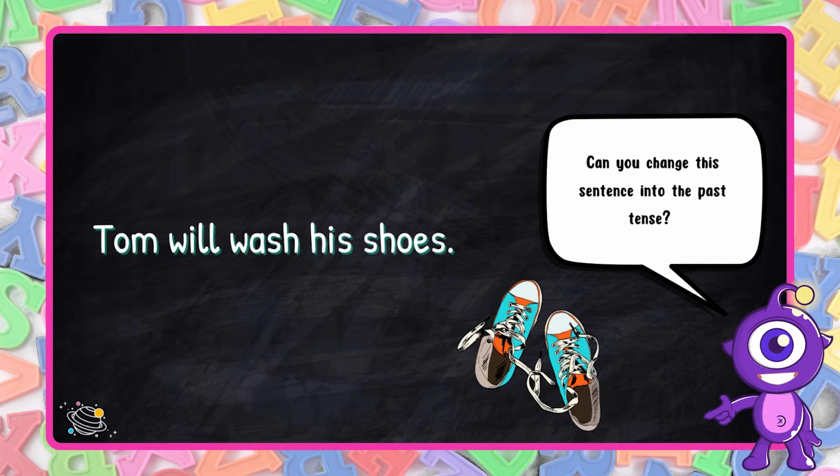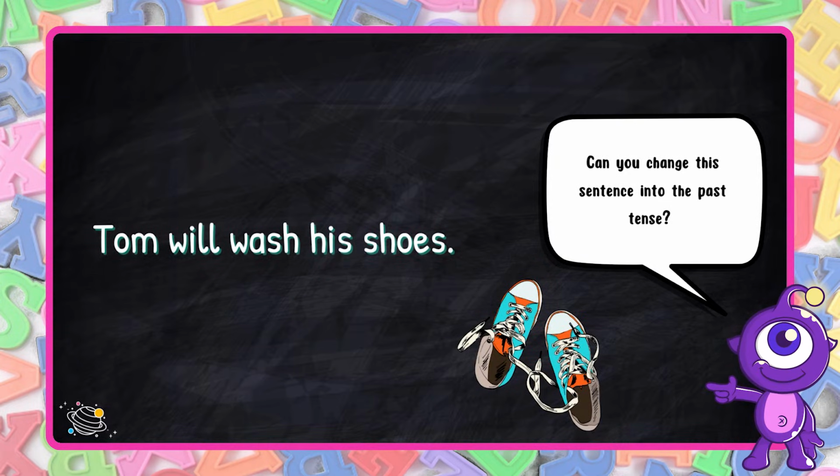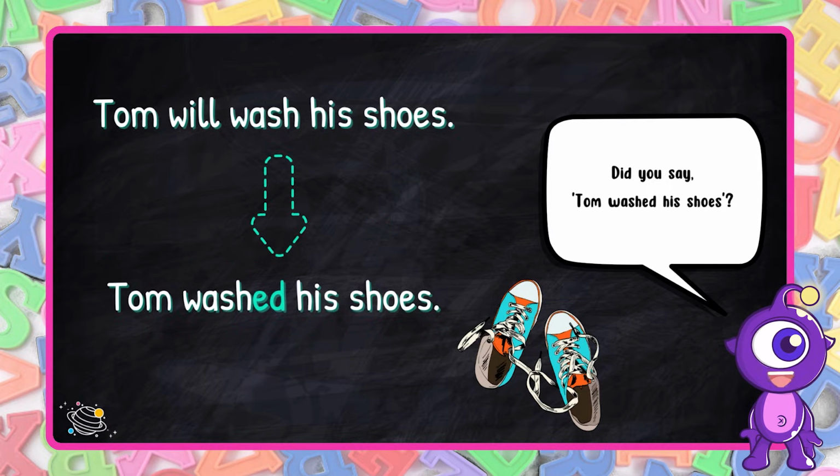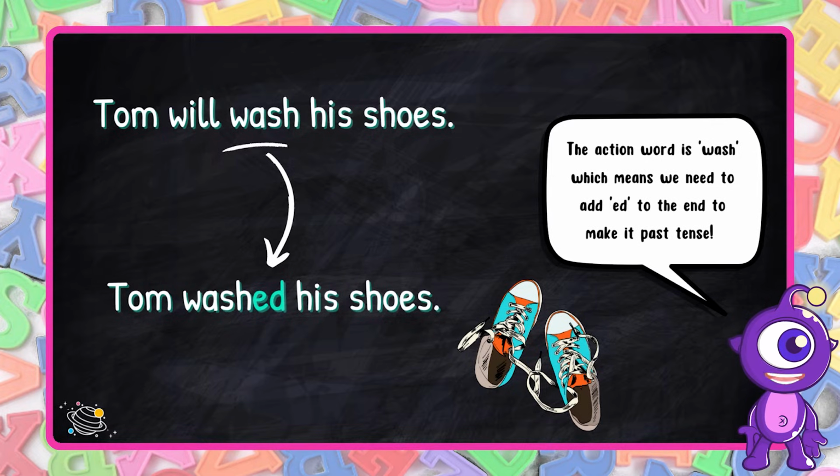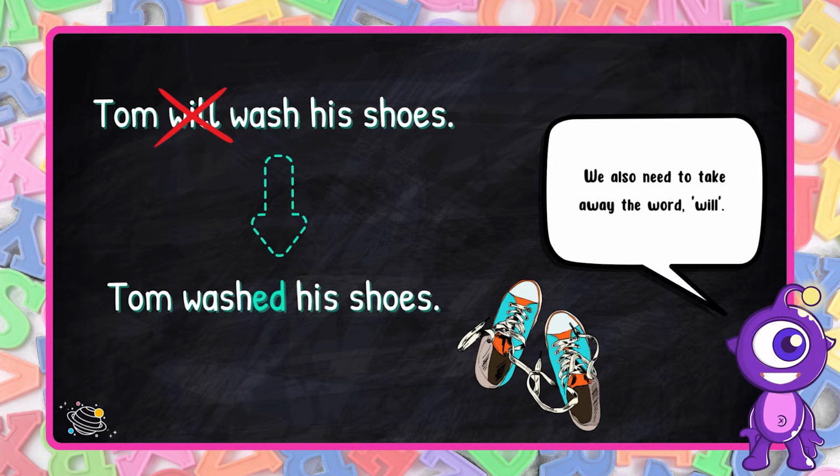Can you change this sentence into the past tense? Tom will wash his shoes. Did you say, Tom washed his shoes? The action word is wash, which means we need to add ed to the end to make it past tense. We also need to take away the word will.